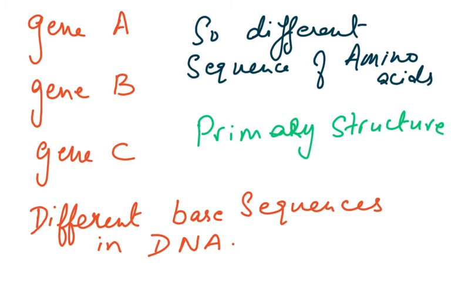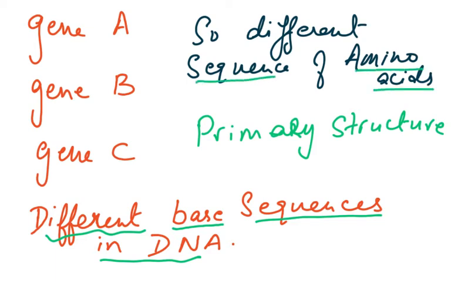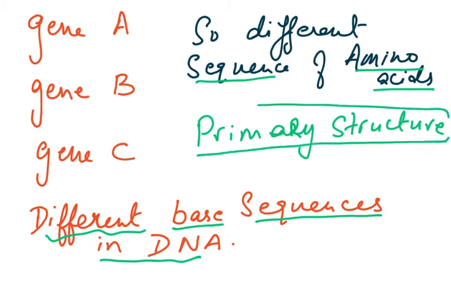Now these three enzymes would be coded by three different genes. So gene A would be for the enzyme A, gene B for the enzyme B, and gene C for the enzyme C. How they are different is that they would have a different base sequence in the DNA. These base sequences will code for the sequence of amino acids, and that means the primary structure of these three enzymes would be different.